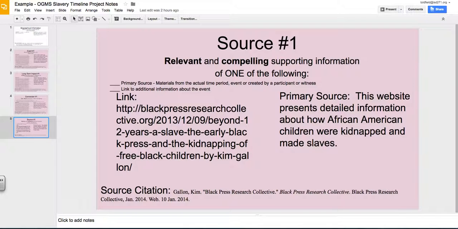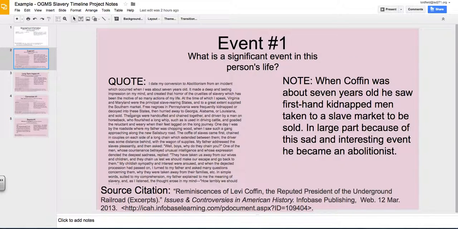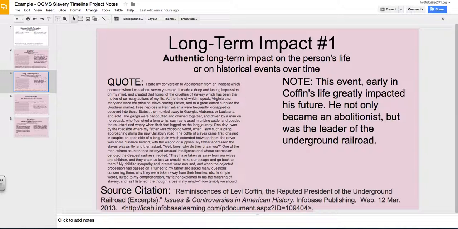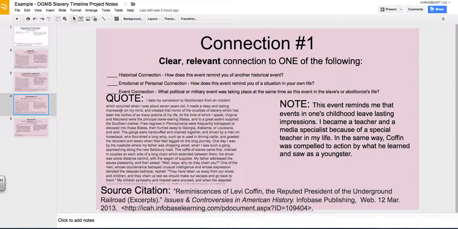Really interesting connection there. So as you're working through your note cards and you're completing those color-coded sections, please be mindful that they should all connect. So the event has the same quotation over on the left as the long-term impact slide and the connection slide.